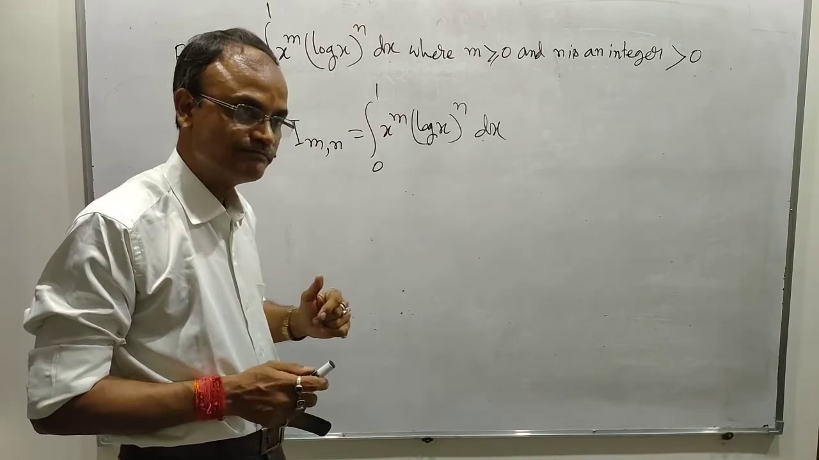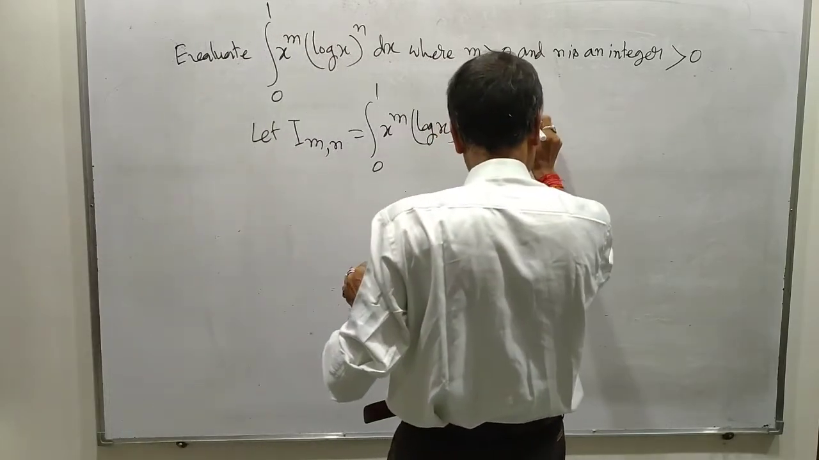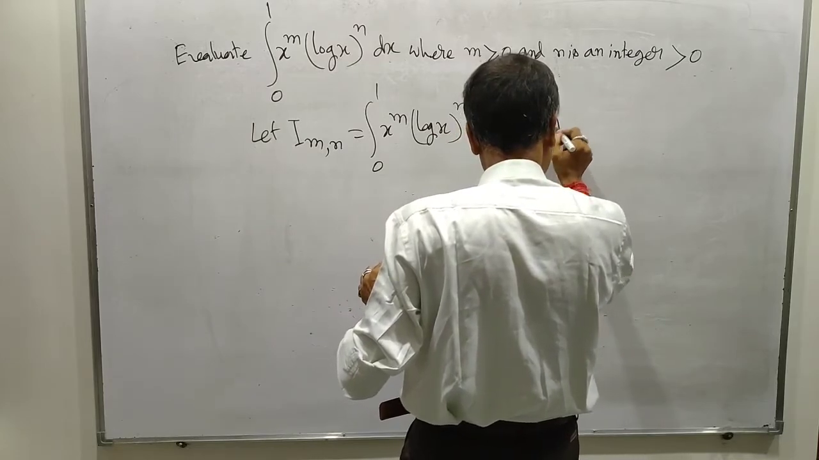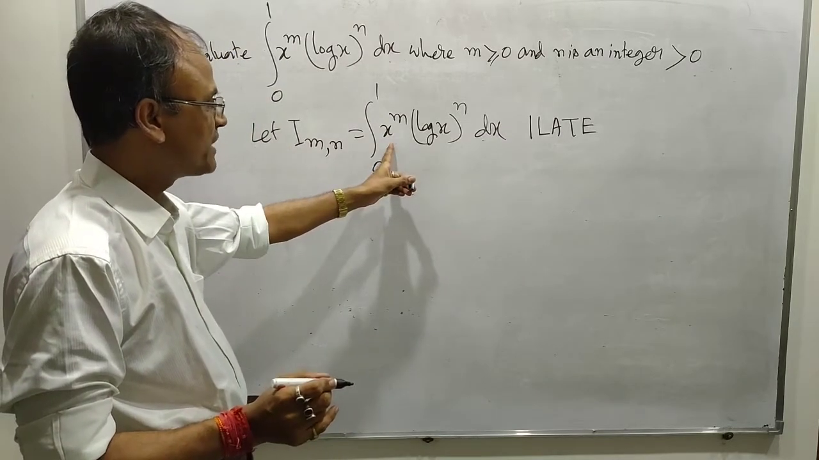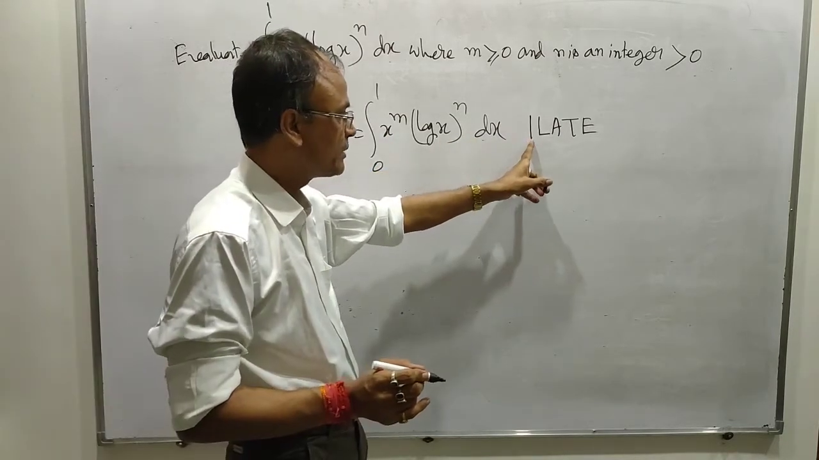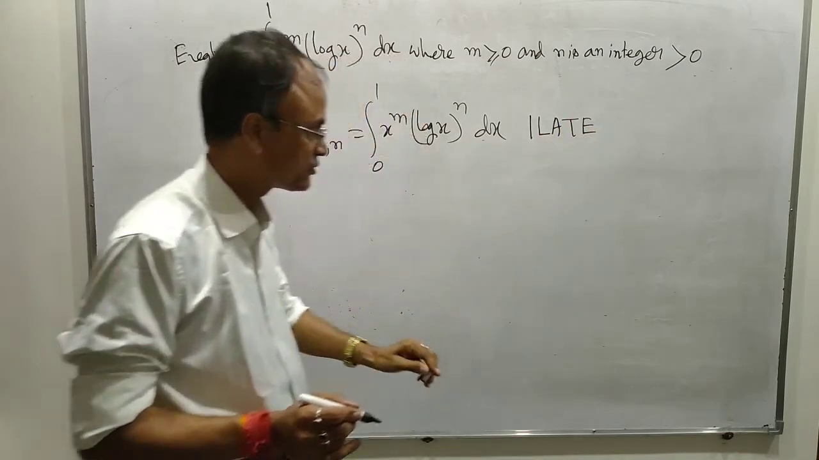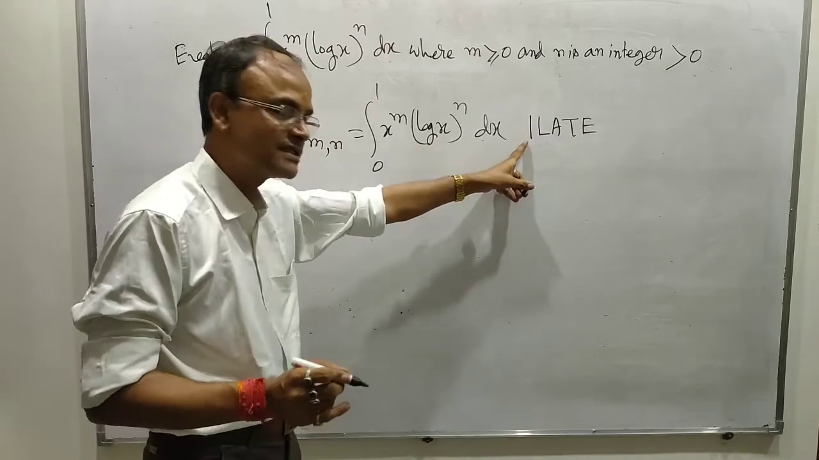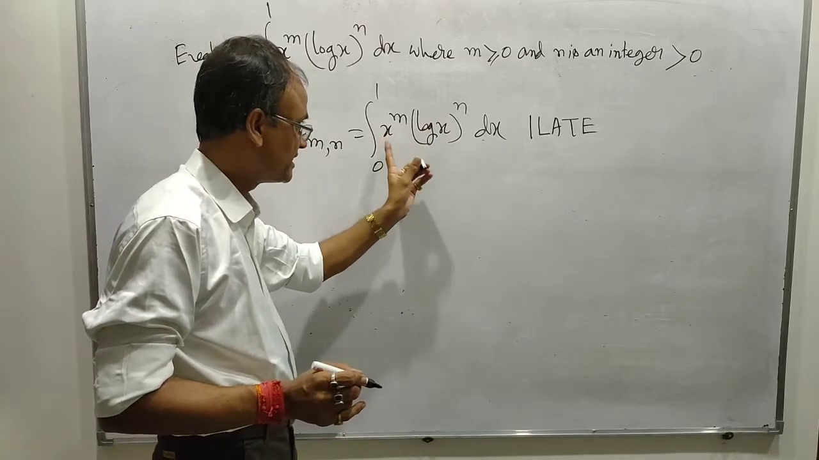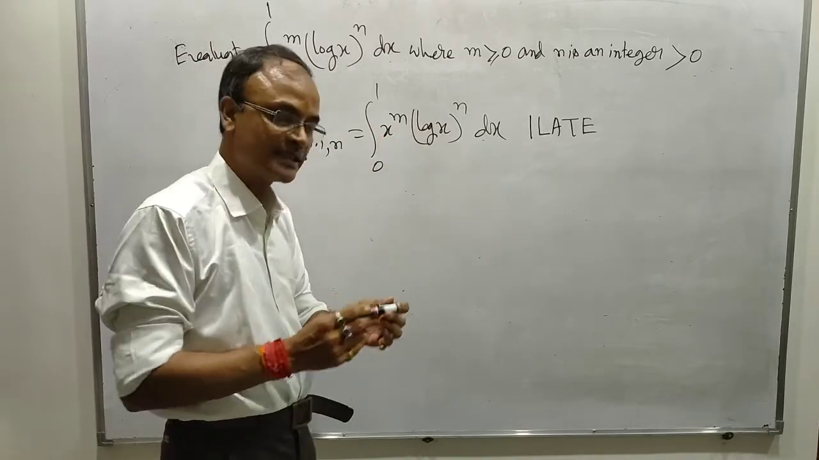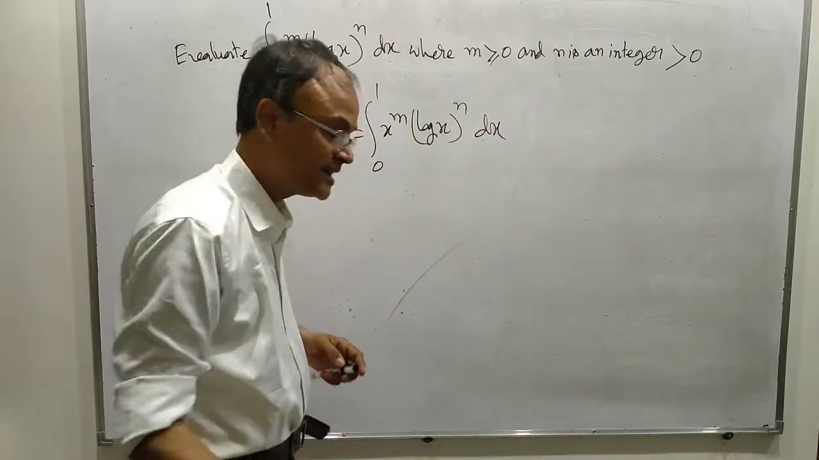What you will do? Integrate this by parts. Now, generally, you should follow the order: inverse trigonometric function, logarithmic function, algebraic function, trigonometric function, and exponential function. Logarithmic function and inverse trigonometric functions are generally taken as the first function, and the algebraic function, x to the power m, will be taken as the second function.